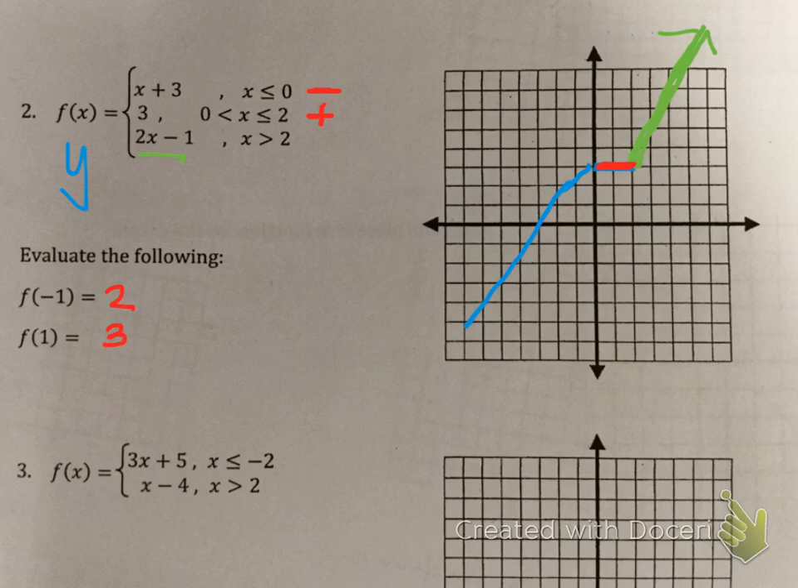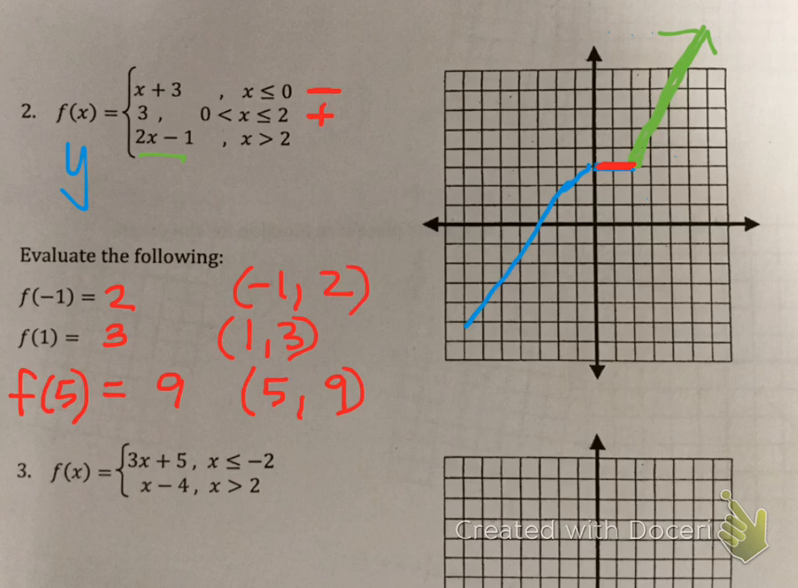What if I have the value f of 5? Okay, that's going to be in the third restriction because 5 is greater than 2. So you plug it in. 2 times 5 is 10. 10 minus 1 is 9. So at 5, my graph would be up 9. Nice. So these would be ordered pairs on your graph. Hope that helps you with piecewise graphs.